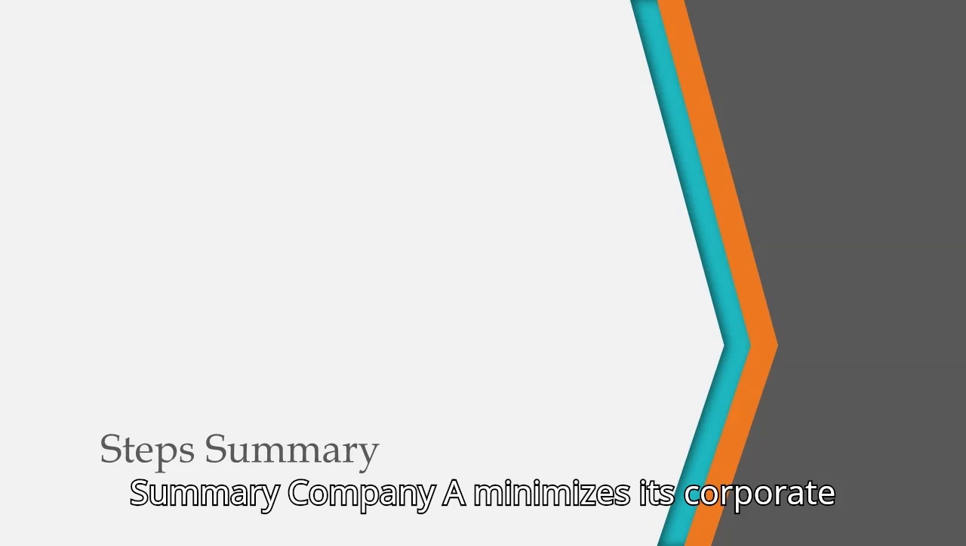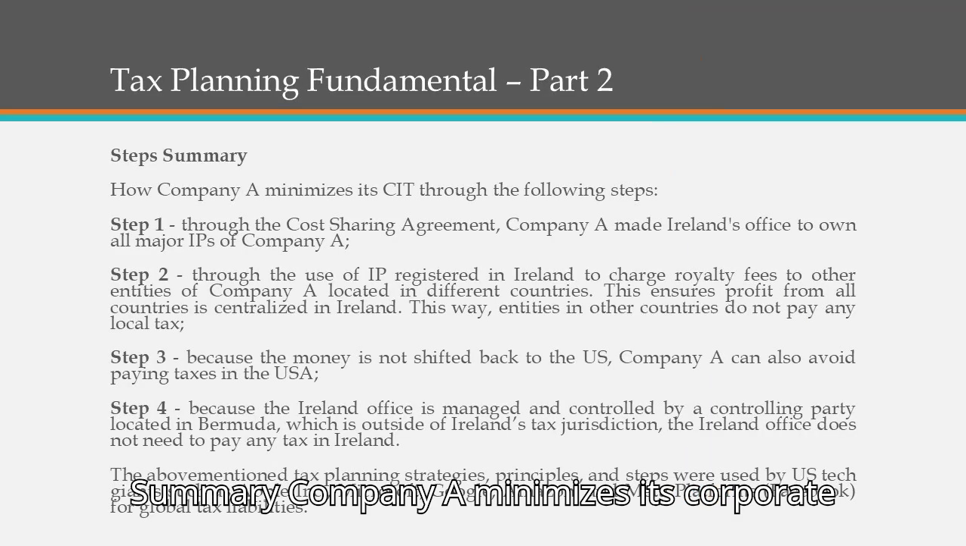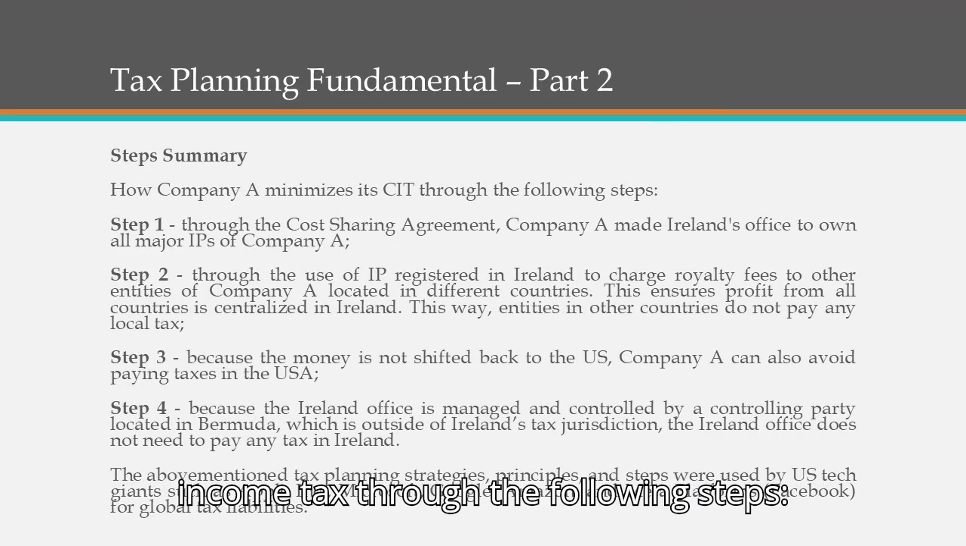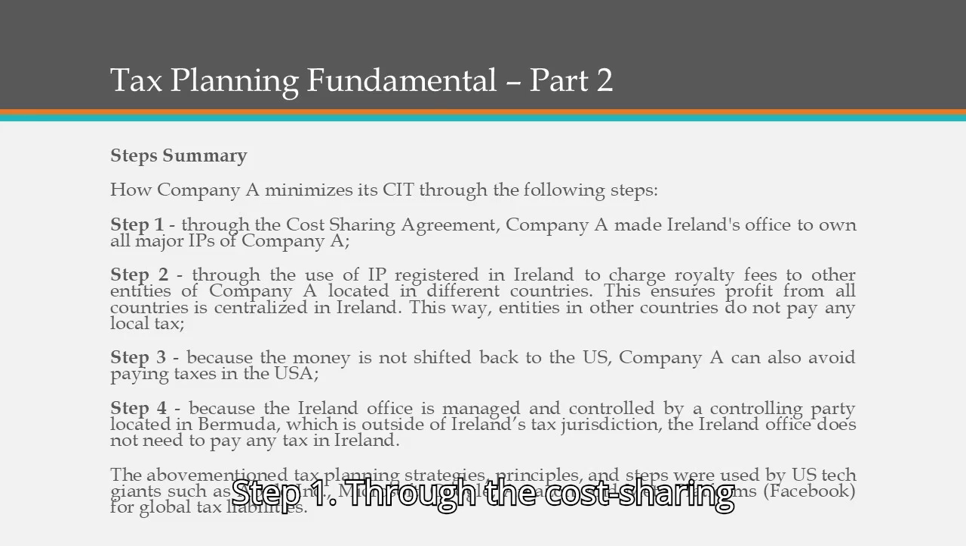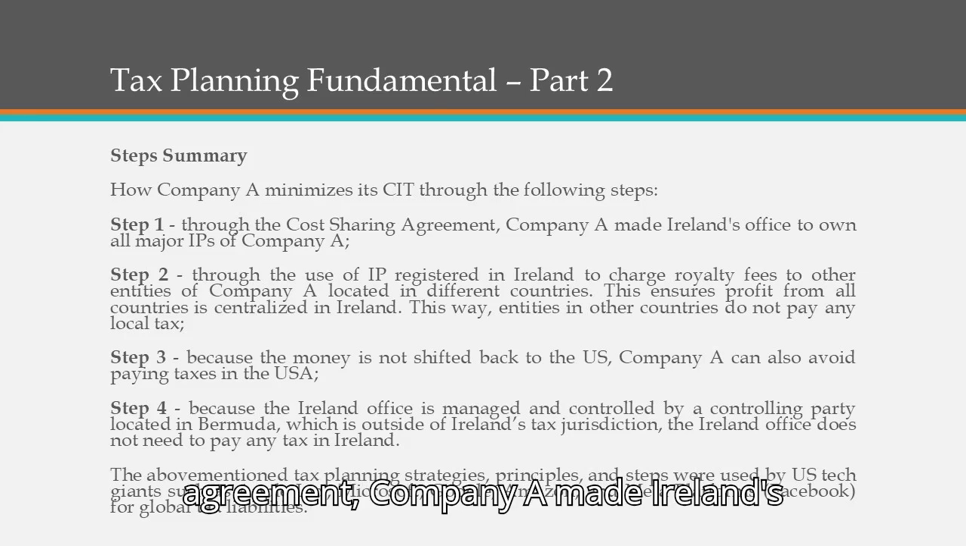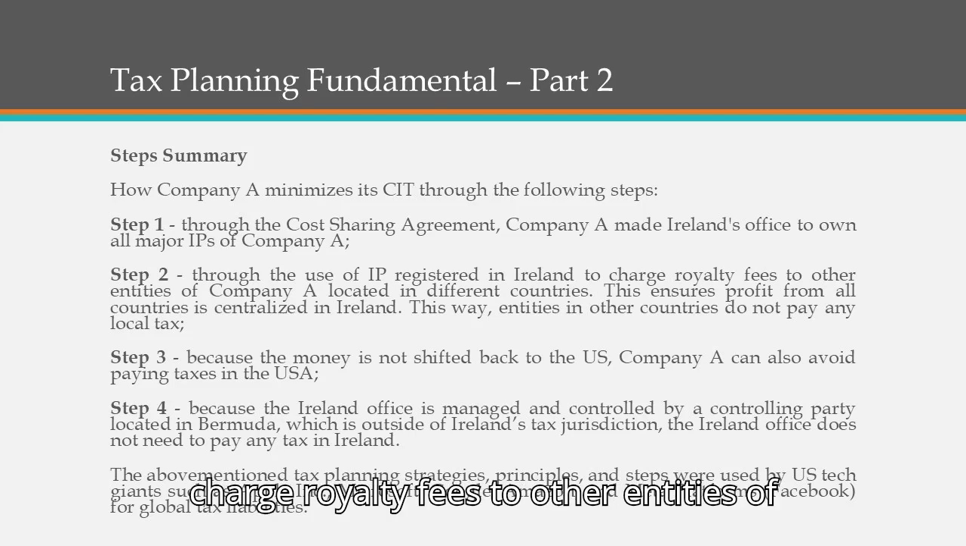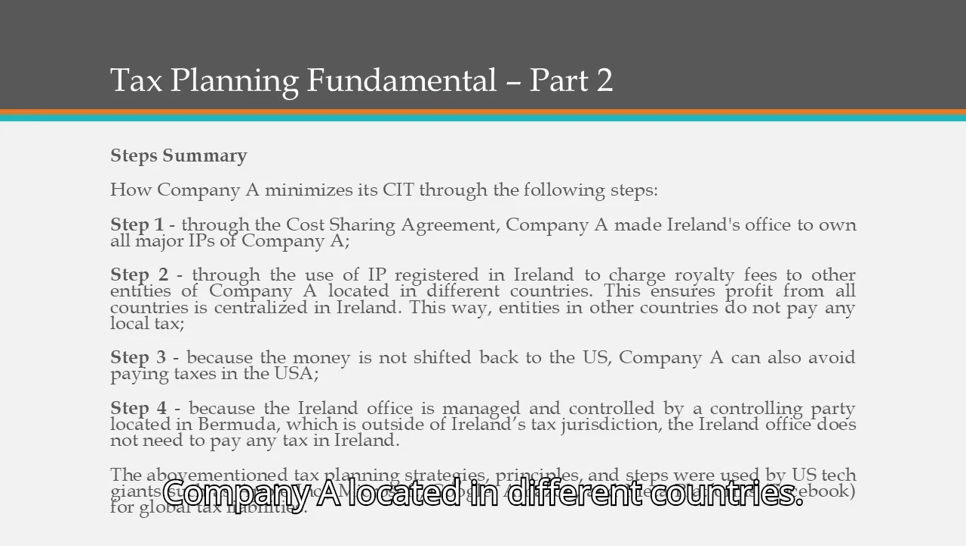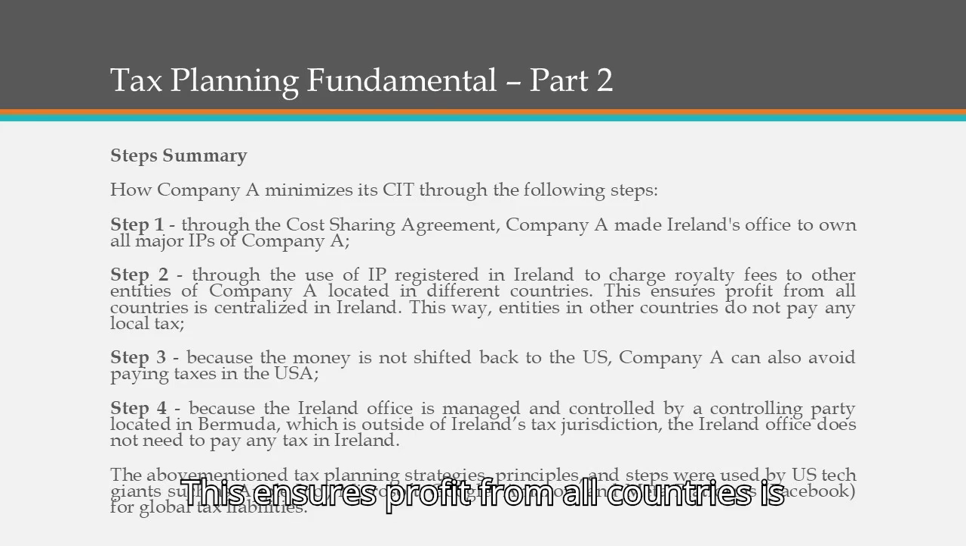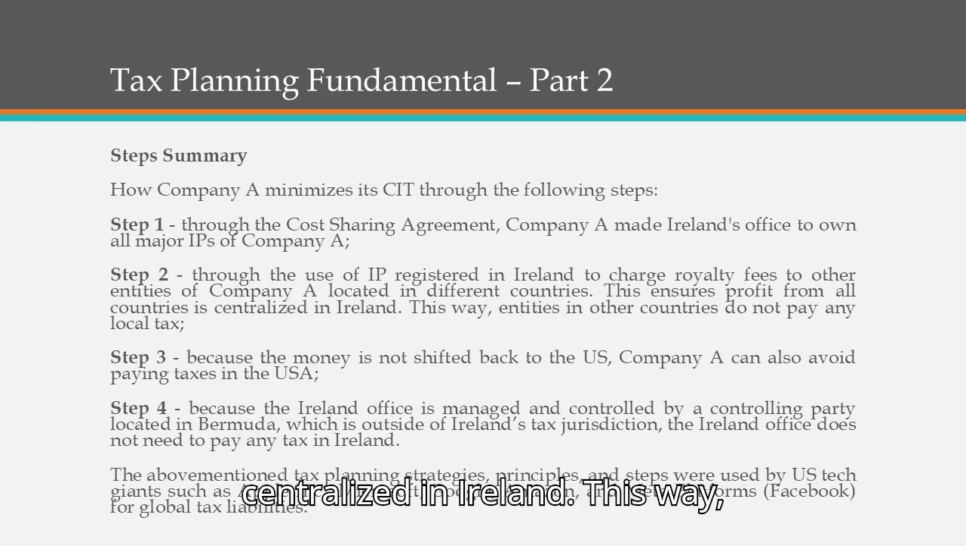Step summary. Company A minimizes its corporate income tax through the following steps. Step 1. Through the cost-sharing agreement, Company A made Ireland's office own all major intellectual properties of Company A. Step 2. Through the use of intellectual properties registered in Ireland, it charges royalty fees to other entities of Company A located in different countries. This ensures profit from all countries is centralized in Ireland. This way, entities in other countries do not pay any local tax.